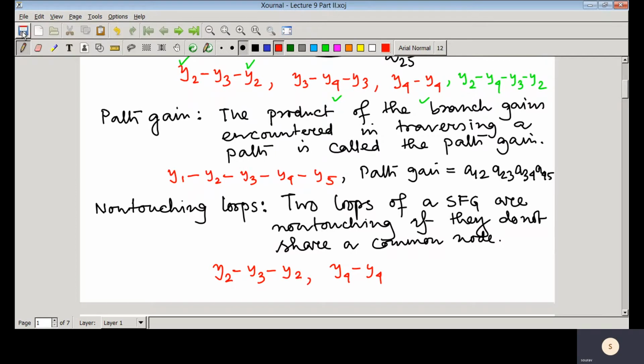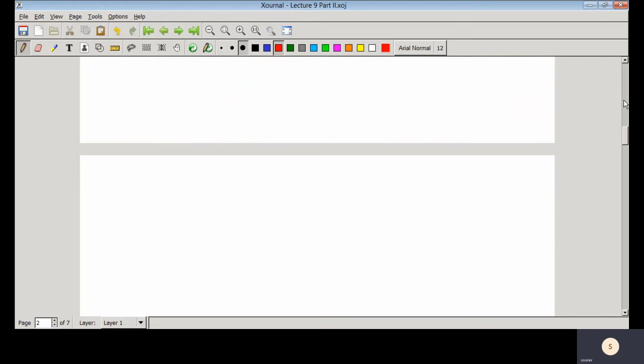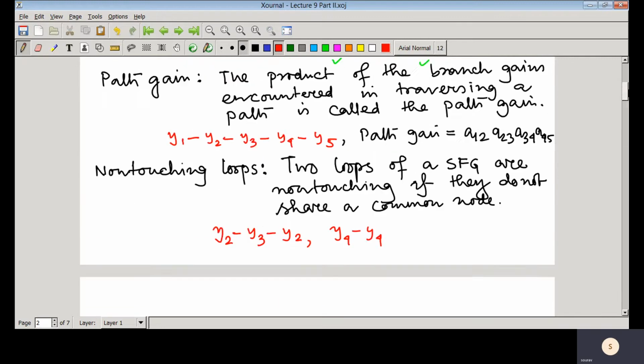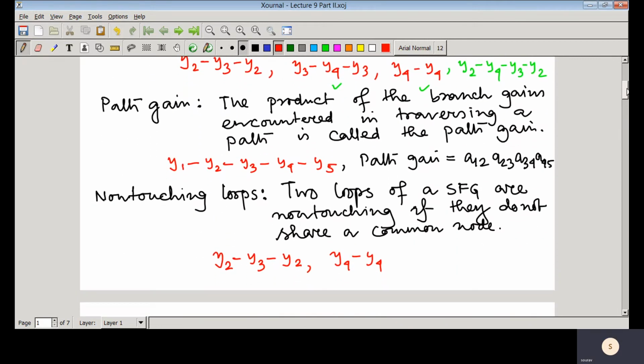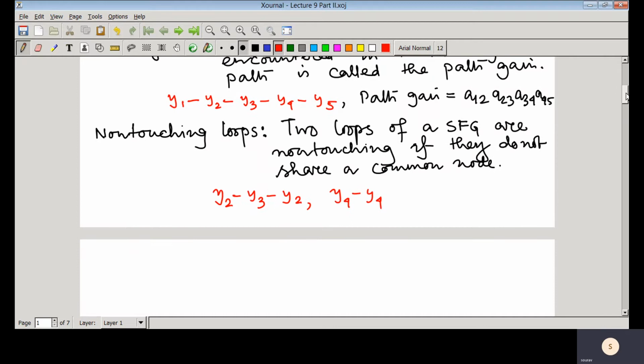So in signal flow graph we will be using these terminologies. So one is that path, then forward path, then that loop, path gain, and non-touching loops. Whenever we solve some problems in signal flow graph, we perform some signal flow graph algebra. So these are very simple. So let us see what is that signal flow graph algebra, that SFG algebra. These all are very simple.